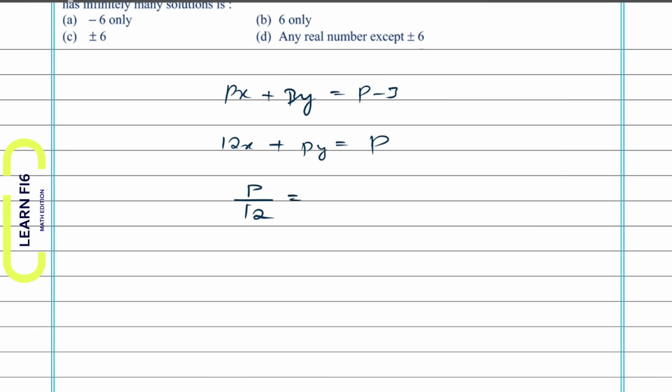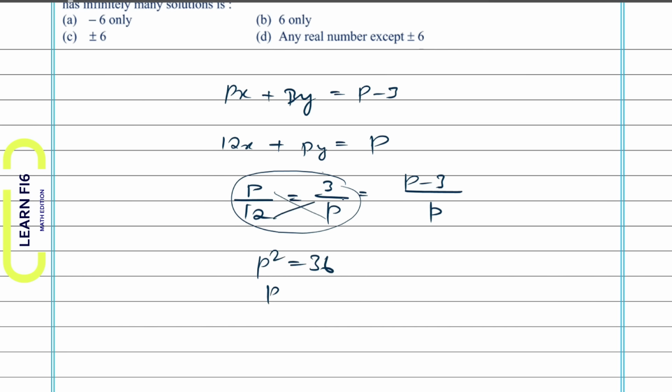So we have to frame an equation. 12 by p is equal to 3 by p is equal to p minus 3 divided by p. Okay, I'm going to take the first two parts. P into p will become p square, and this will become 36. 12 threes are 36, and the square root will yield plus or minus 6. This is the value of p for which the first part holds.